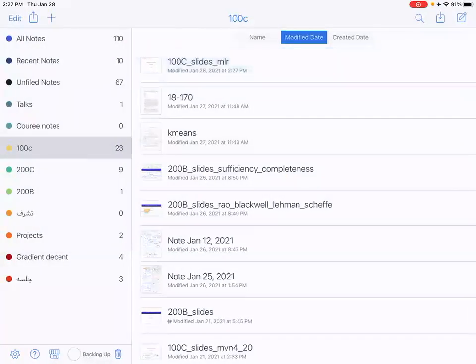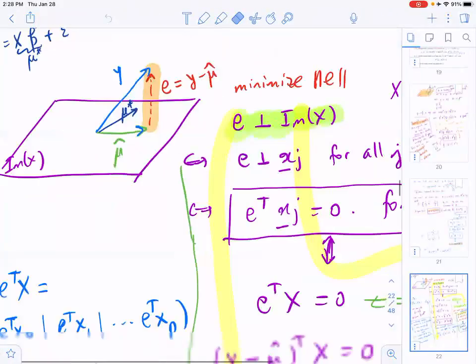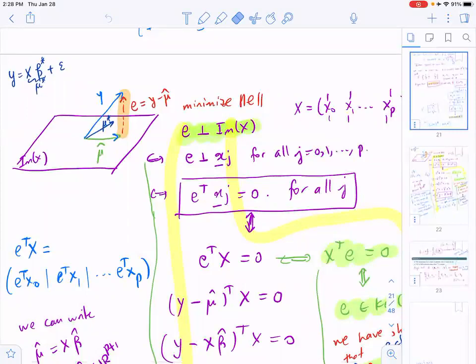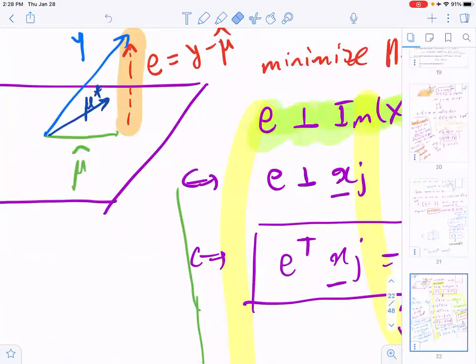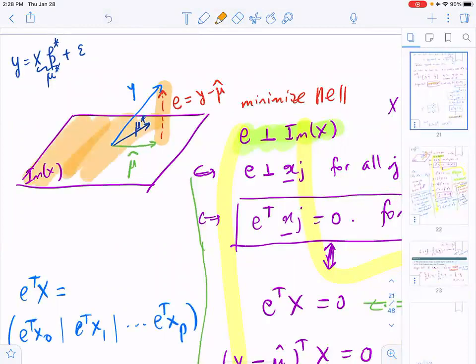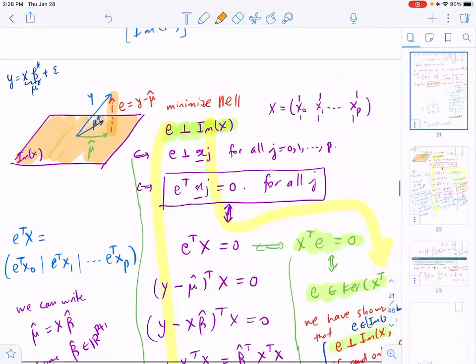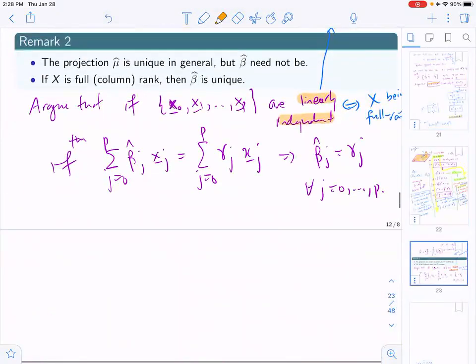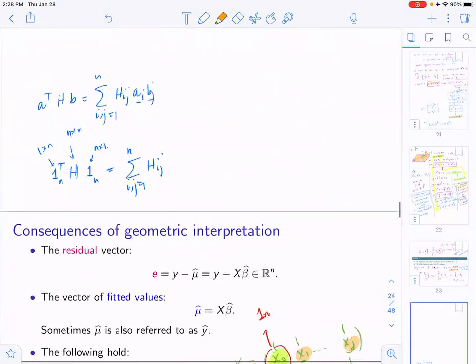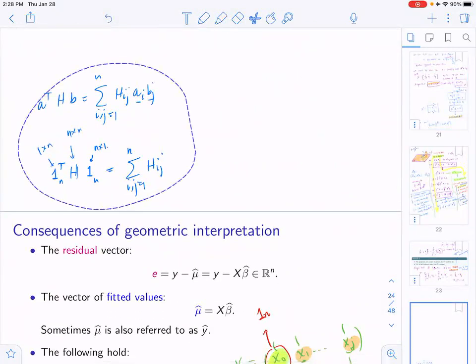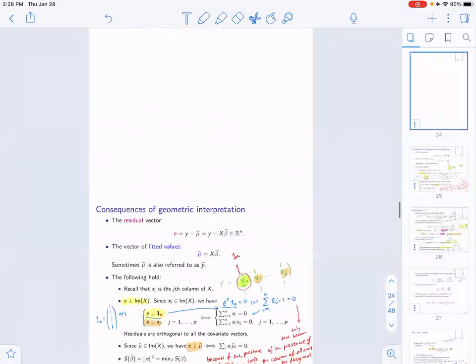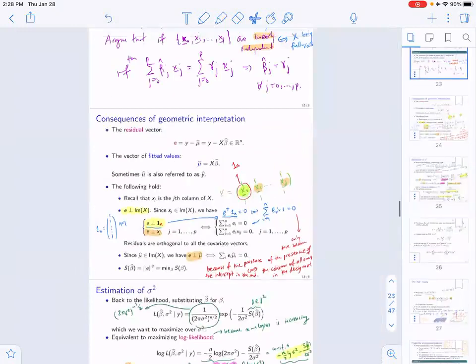Oh. Okay, fine. Let's see if I can fix this. Let me take this out. Complete this. Okay.